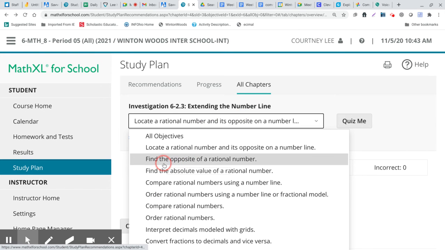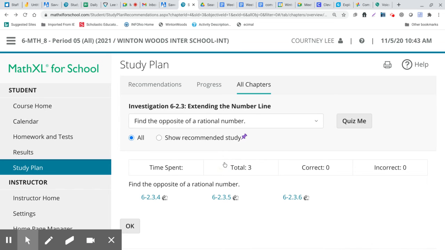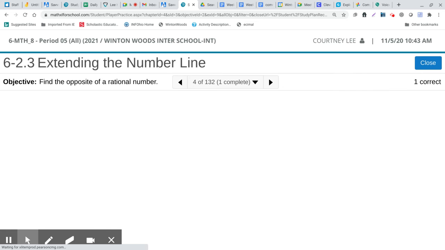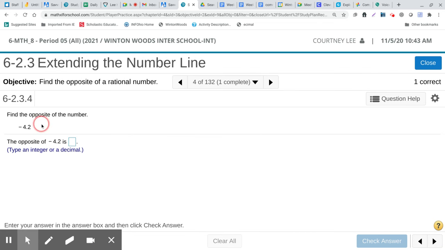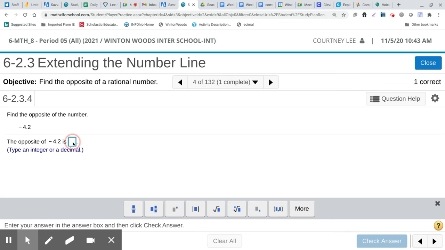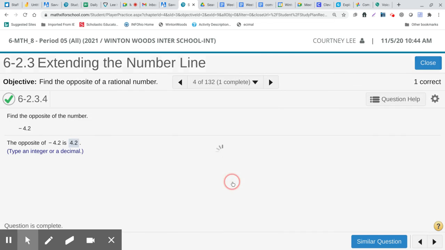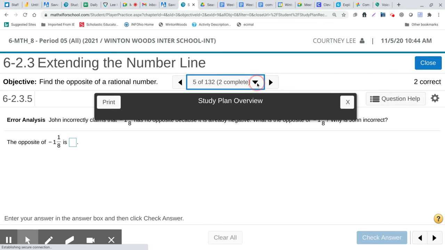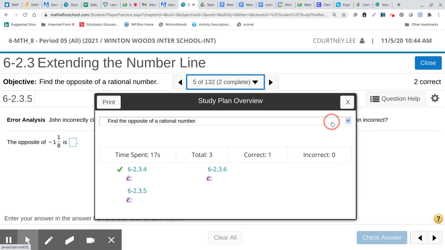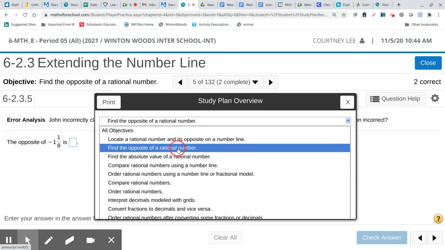Next objective says find the opposite of a rational number. Let's look at what these are about. Find the opposite of the number -4.2. The opposite of -4.2 is, it says type in a decimal. Will it be positive 4.2? Ta-da! All right, so we can do the next little objective.